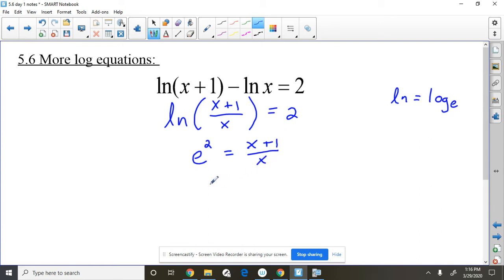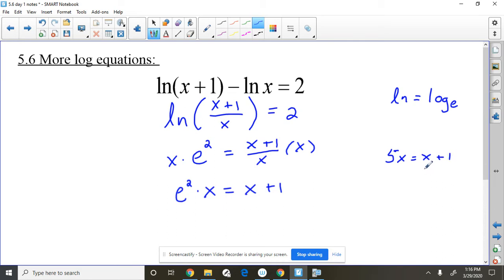Now we need to solve this equation. The whole time I need to remember e is a number, so e squared is just a number. I'm going to solve this the way I normally would. Multiply both sides by the denominator. So I have e squared times x equals, the x's over here cancel, x plus 1. This is a linear equation. It's just like I had 5x equals x plus 1.